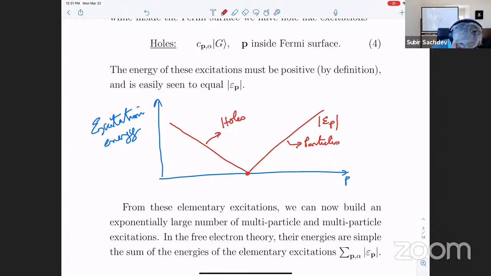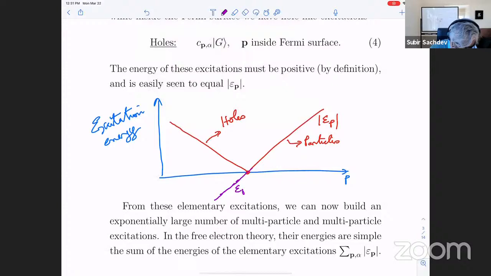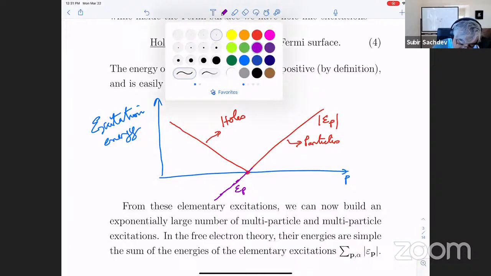And EP itself, it's interesting to draw EP, is a smooth function. So this is EP. Focusing on the actual excitation energy is a bit confusing. Of course, excitation energy by definition has to be positive, but then you get a function that's non-analytic. Whereas in the underlying theory, EP is some smooth function, and there's nothing bizarre happening to EP at PF. PF could be any point in momentum space.